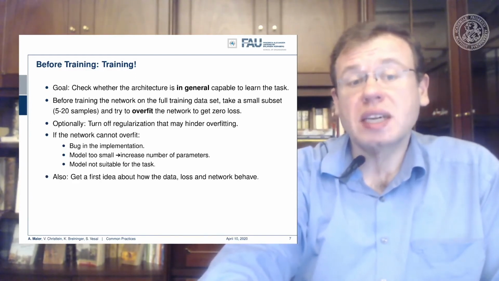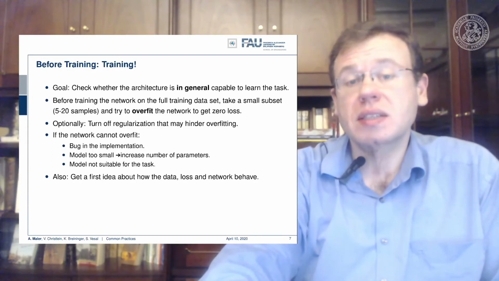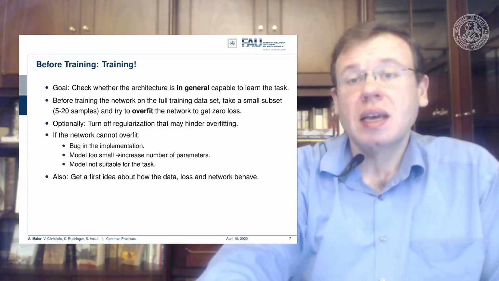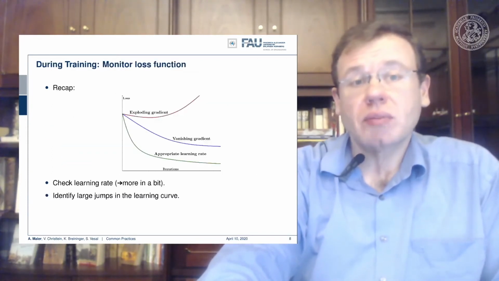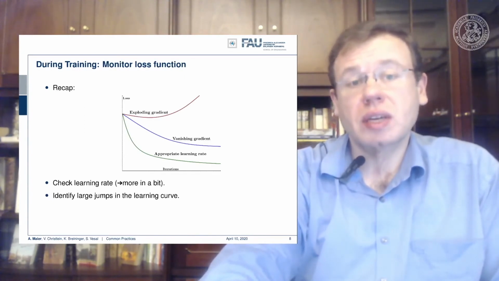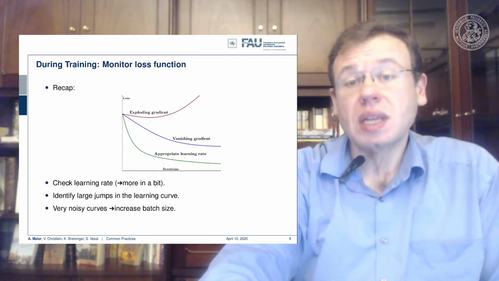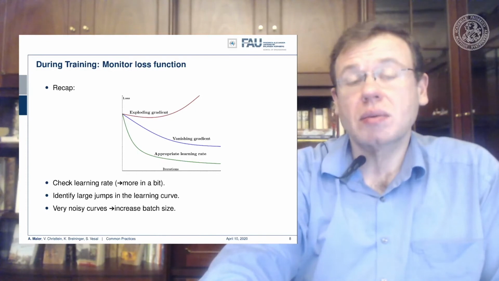Also, get a first idea about how the data, the loss, and the network behave. Remember, we should monitor the loss function. These are typical loss curves. Make sure you don't have an exploding or vanishing gradient, but you want to have the appropriate learning rate. So check the learning rate and then identify large jumps in the learning curve. If you have very noisy curves, try to increase the batch size. Noisy loss curves can be associated with too small mini batches.